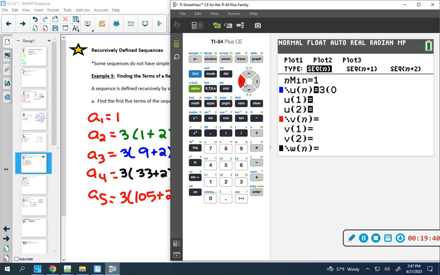Where's my U here? Alpha. Second. Yeah, sorry, I got too many. Mine on my own calculator are different colors, so it always throws me off. All right, close that up. Parenthesis. So that's saying your sequence, and now I need that little subscript, the n minus 1.